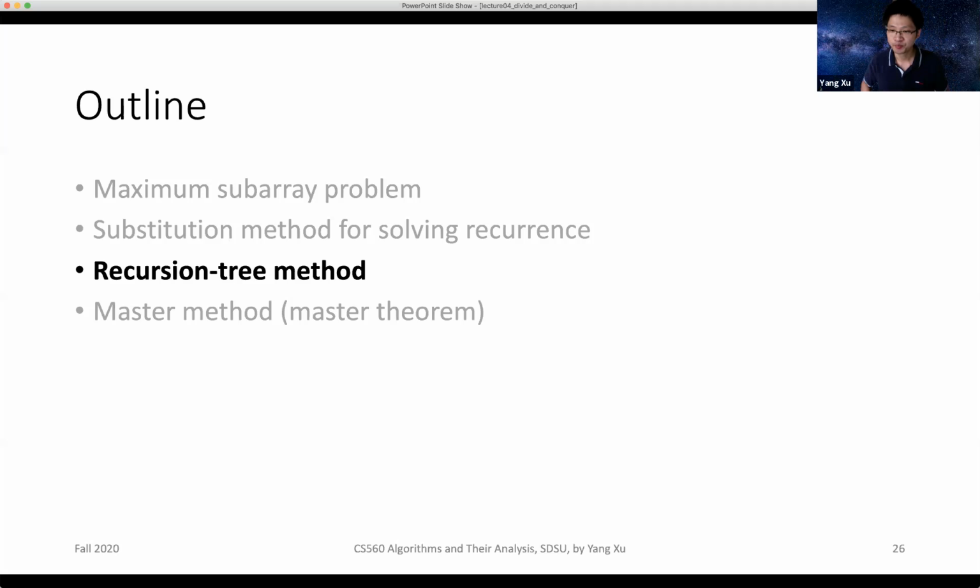Actually, it is the way to strictly prove that a solution is correct for a recurrence, based on the principle of mathematical induction. But one shortcoming of this method is that we need to have some guess about the solution in our mind, right? So maybe it could be a guess based on our previous experience.